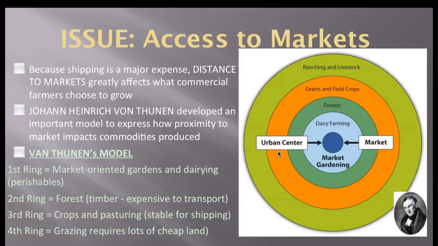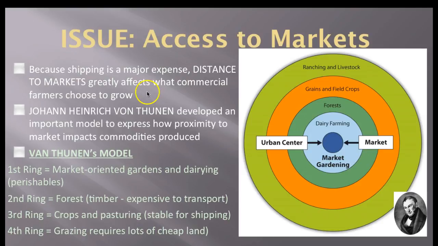Another issue developed countries have is access to markets. This is basically the Von Thunen model that we discussed in class. Keep in mind, because shipping is a major expense, no matter what, distance to markets greatly affects what commercial farmers choose to grow. While this model does not fit perfectly with today, it is still somewhat reliable when you think about what a farmer can grow, where they are located strongly depends on what they do grow.